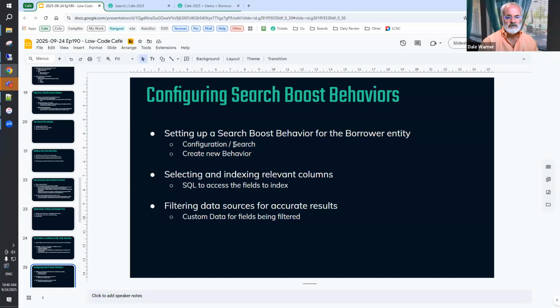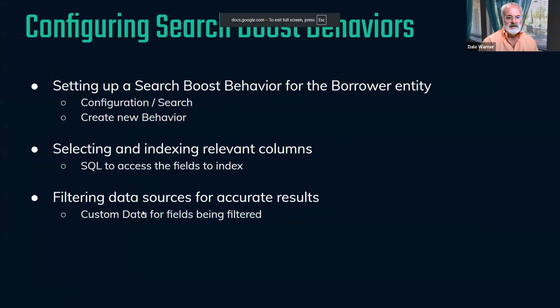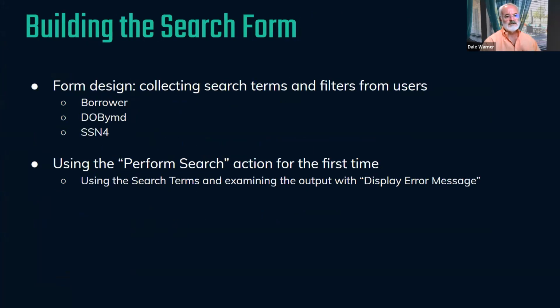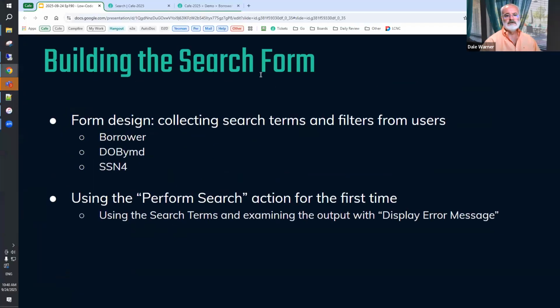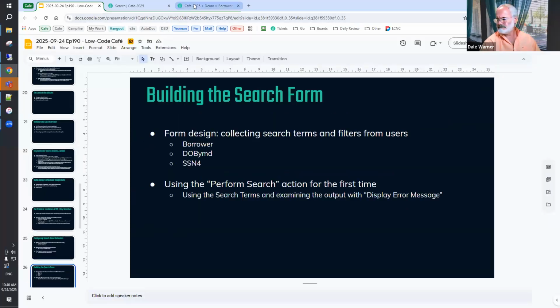So we've worked through it. We've created a new behavior. We've made SQL that accesses the fields that needed to be indexed, and then we turned on custom data for anything that we're going to filter on. So we worked our way through that slide. And so now we're down to let's make a form that's going to be all about the simple search for our end user to use. So it needs borrower and this date of birth field and the social security number.